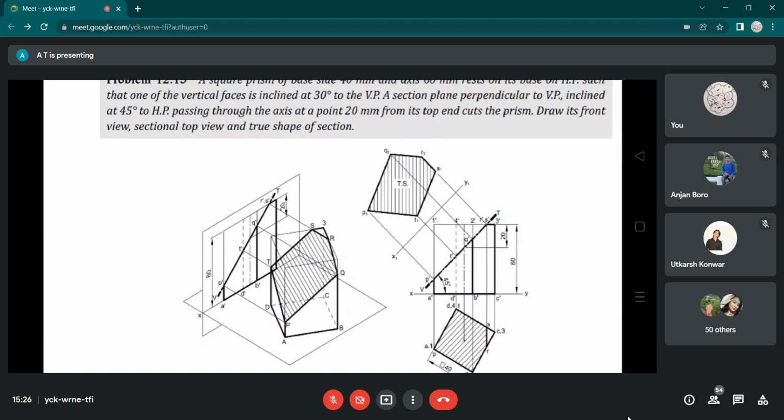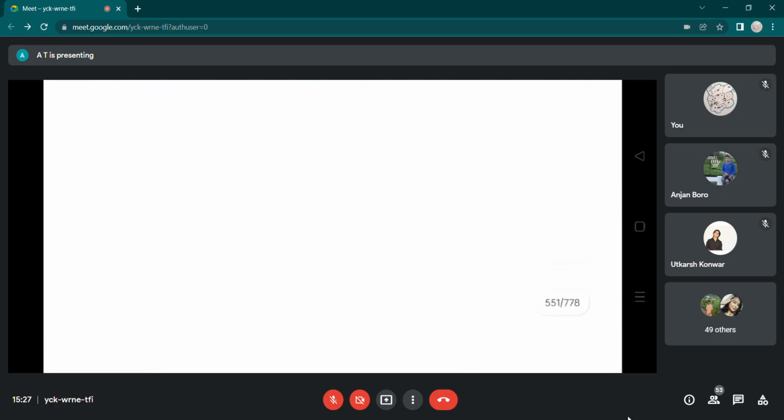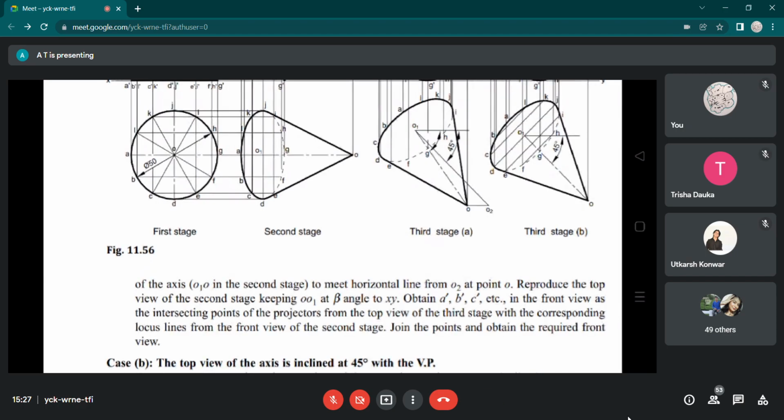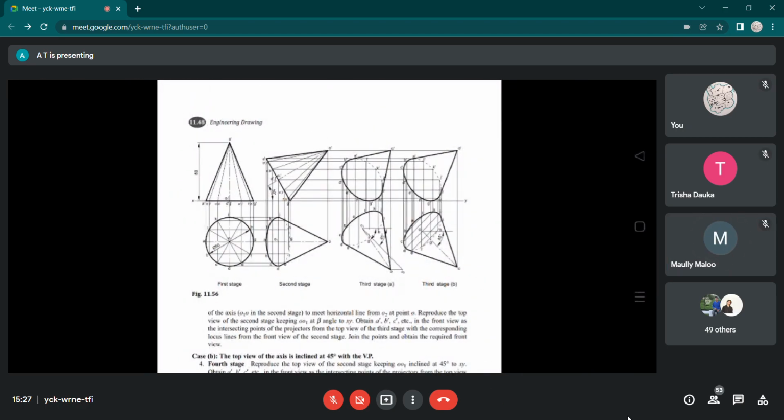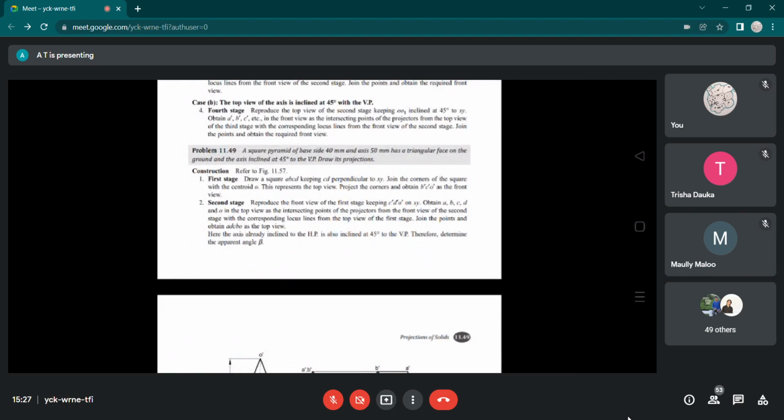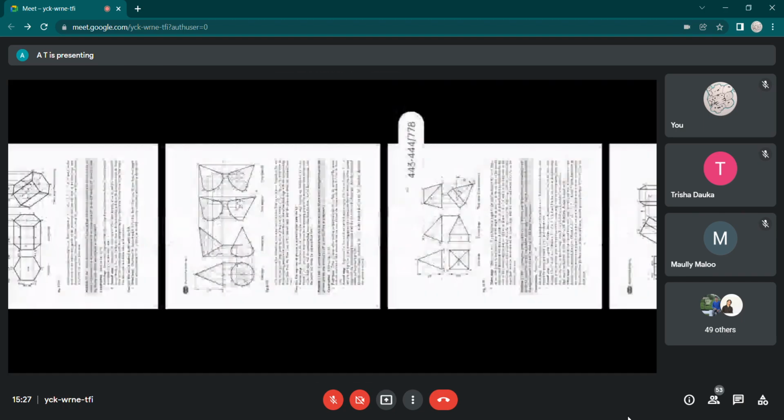Sir, what is the front view? What is the top view? Why have you drawn those two sections there? Or any question, please ask me. No, sir. Rest of the other students, please. No, sir. No, sir.